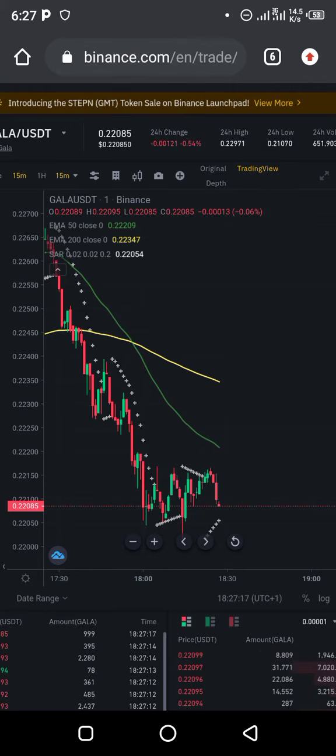So you have to trade alongside the trend. The trend is your friend. I always say this: the trend is your friend. So always ensure that you trade alongside the trend.